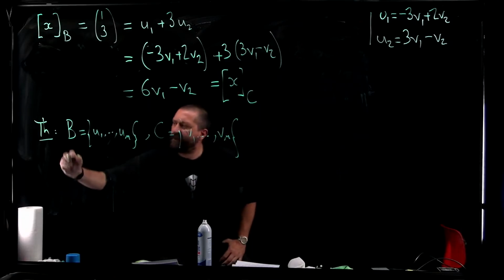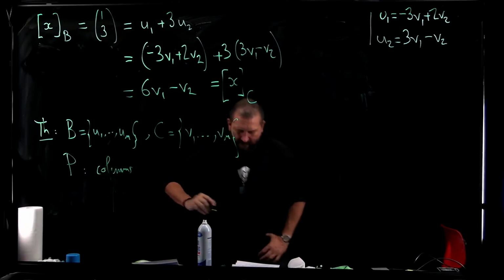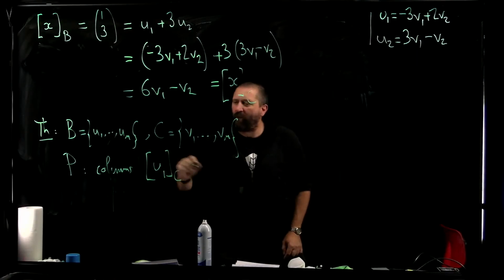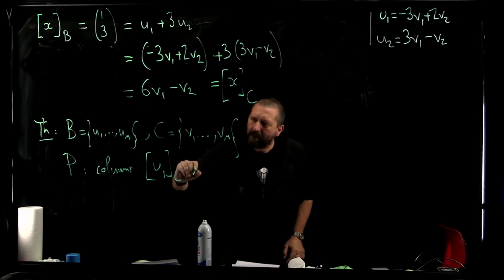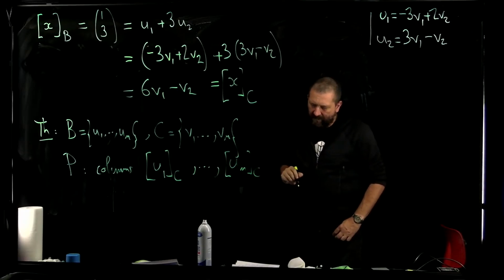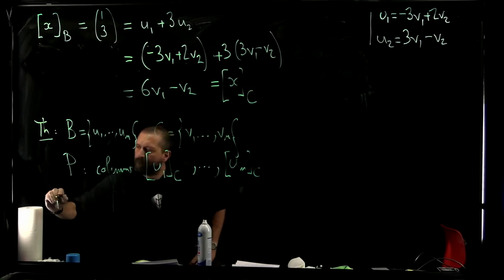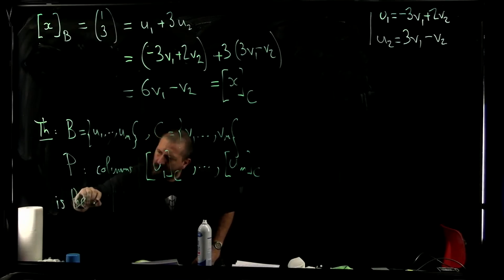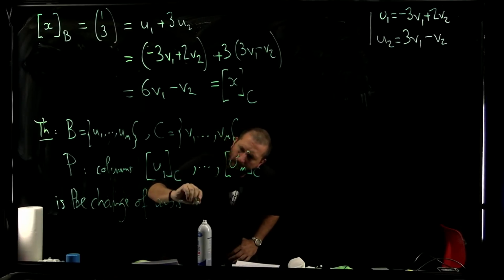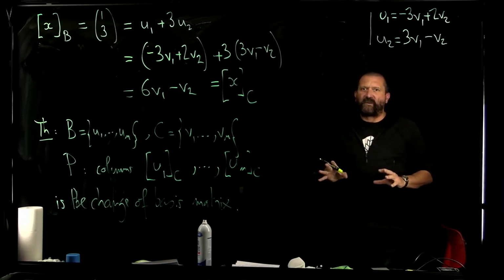then the matrix P, which has columns U1 expressed in the coordinates of the new basis C, up to UN in the new basis, this is the change of basis matrix.